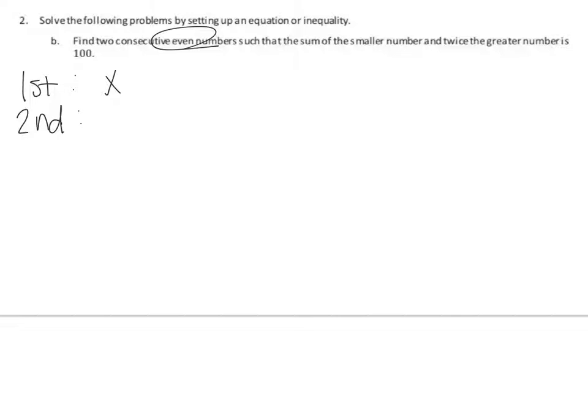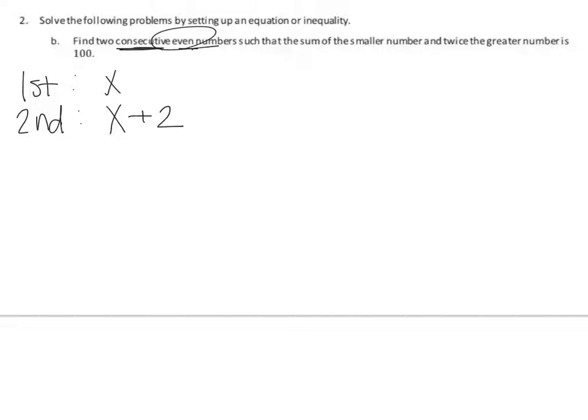So you think about it. If the first number was 2, the second number is going to be 4. If the first number is 6, the second number is going to be 8 because they're consecutive. They're one right after another, and they're both even. So if the first number is 2 and the second number is 4, how did I get that with an equation? I say it's the first number plus 2.